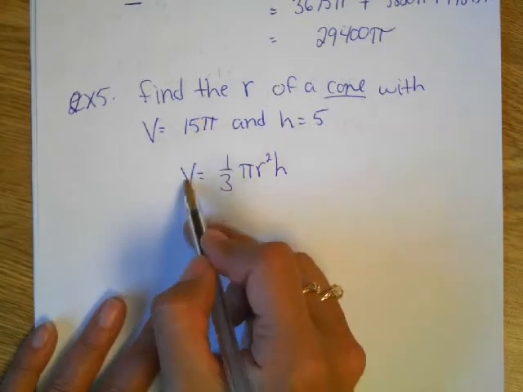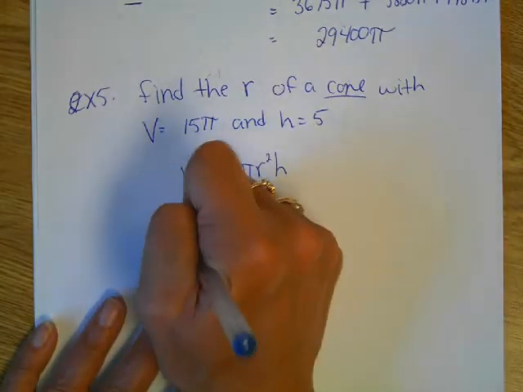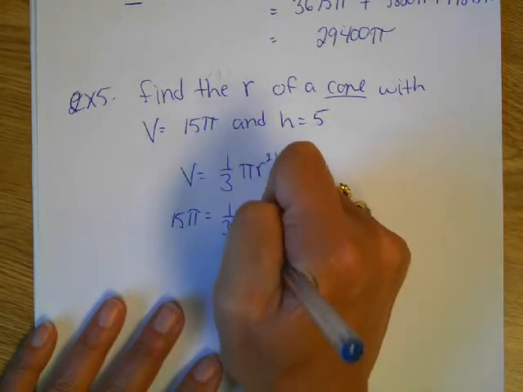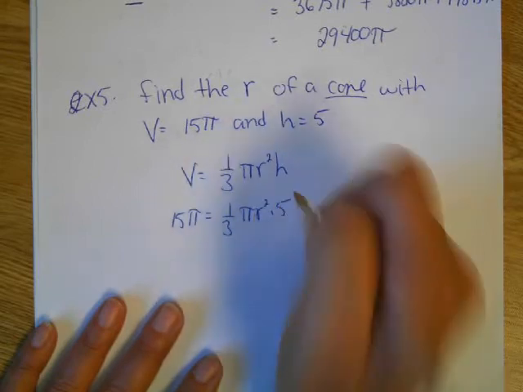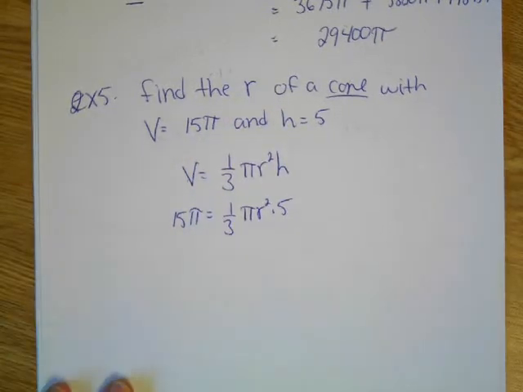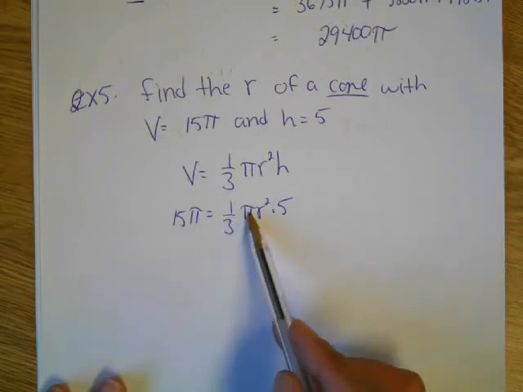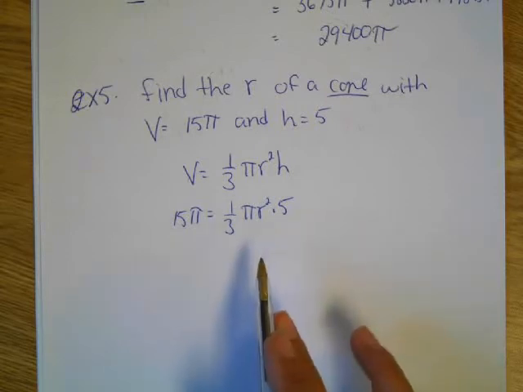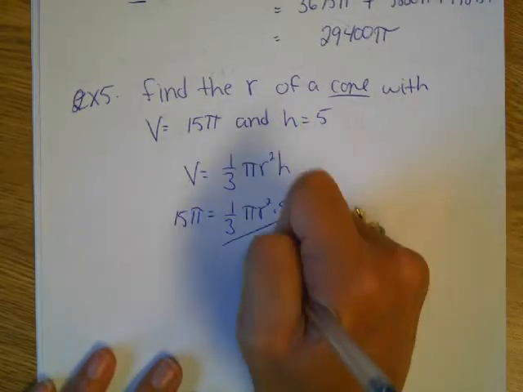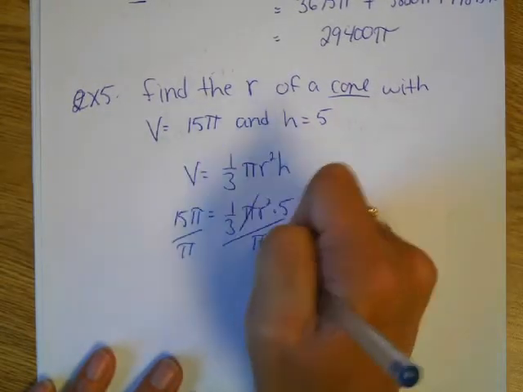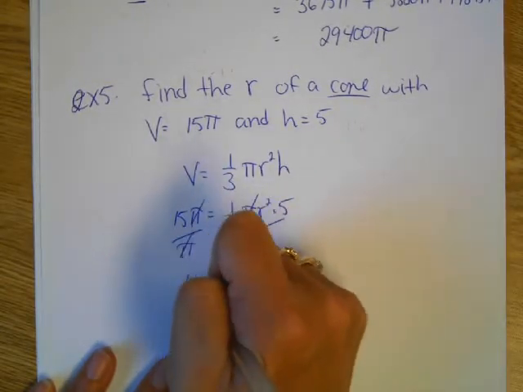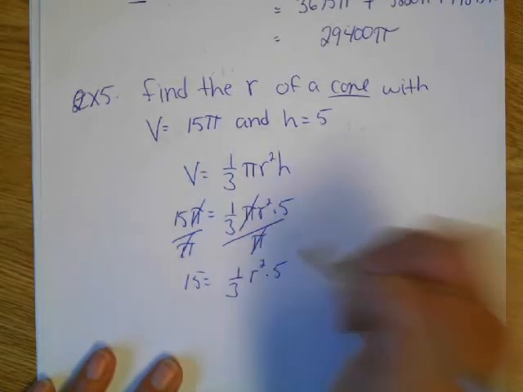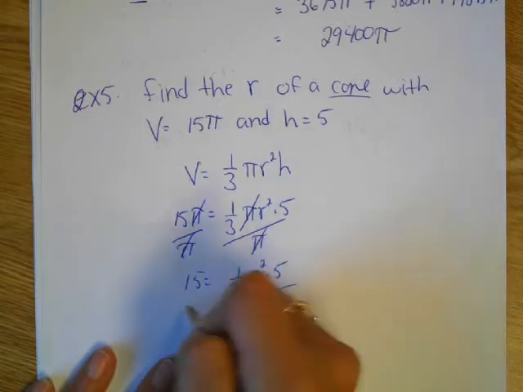We know the volume, we can substitute in 15 pi for the V, and we have the height being 5. And now it's algebra working backwards. So we want to get rid of the 1/3, get rid of the pi, get rid of the 5, and it doesn't matter where you start because that's all multiplied together there. I am first going to get rid of the pi by dividing by pi. Those are gone. That leaves 15. I can divide by 5, get rid of the 5.